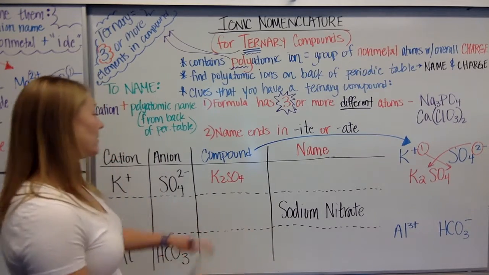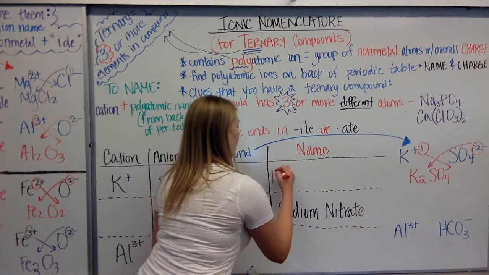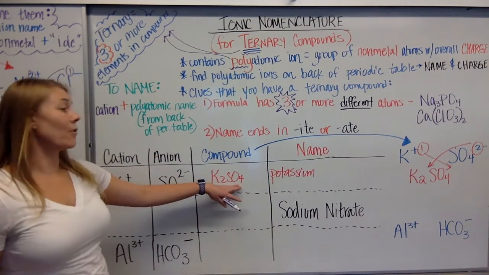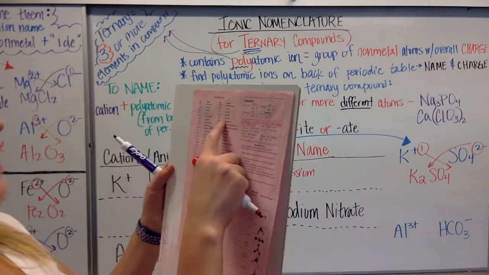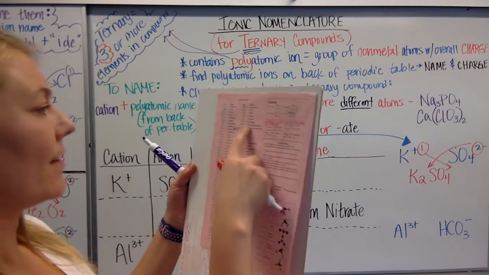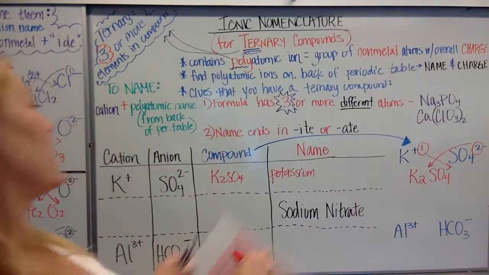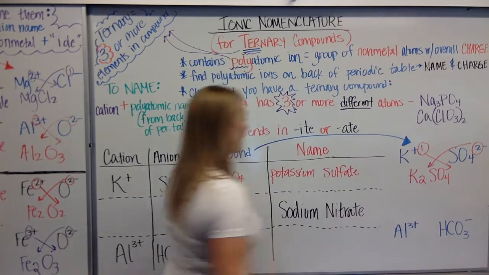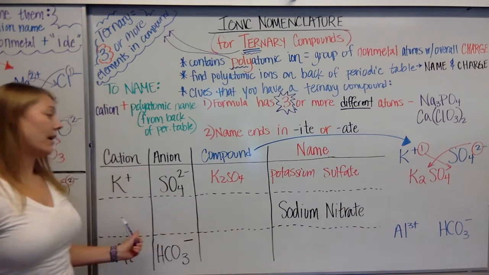The name, I'm going to name the metal just like I see it. K is potassium. And then SO4 2-, I can find on the back of the periodic table. Forget where it is. So SO4 2- right here, I see the word sulfate. So this is potassium sulfate, okay? What if I have the name and I don't have the ions or the compound?